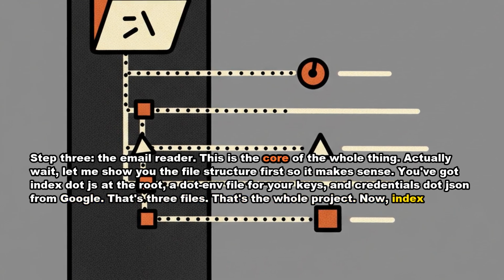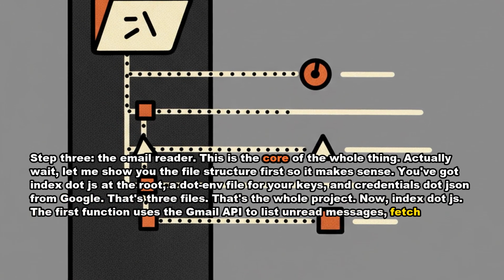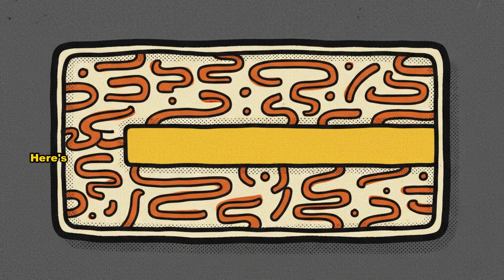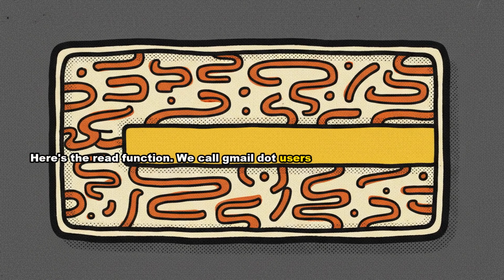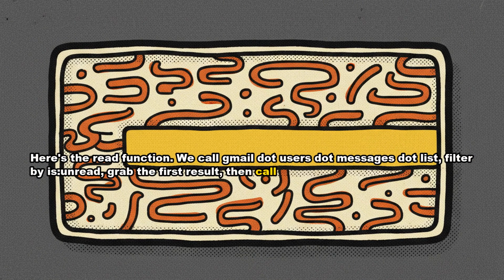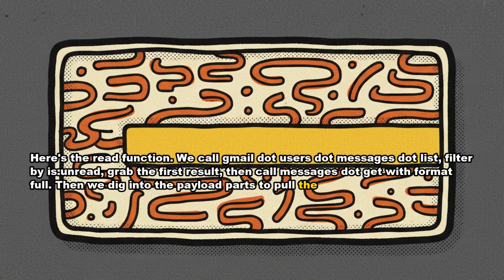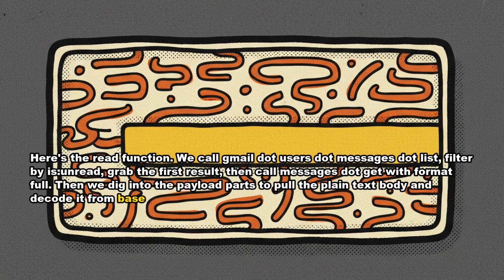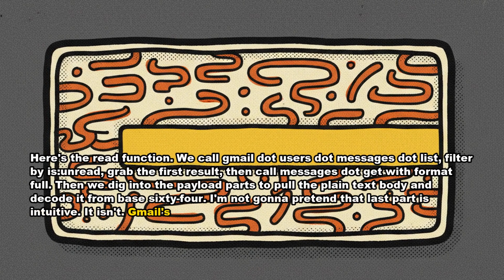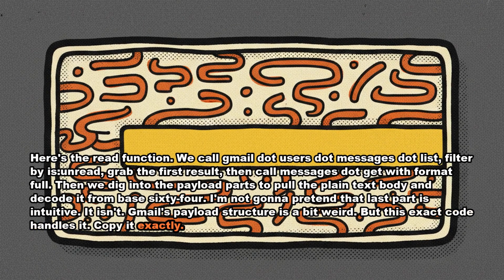Now, index.js. The first function uses the Gmail API to list unread messages, fetch the full email body, and return it as plain text. About 20 lines. Here's the read function. We call gmail.users.messages.list. Filter by is unread, grab the first result, then call messages.get with format full. Then we dig into the payload parts to pull the plain text body and decode it from base64. I'm not going to pretend that last part is intuitive. It isn't. Gmail's payload structure is a bit weird, but this exact code handles it. Copy it exactly.